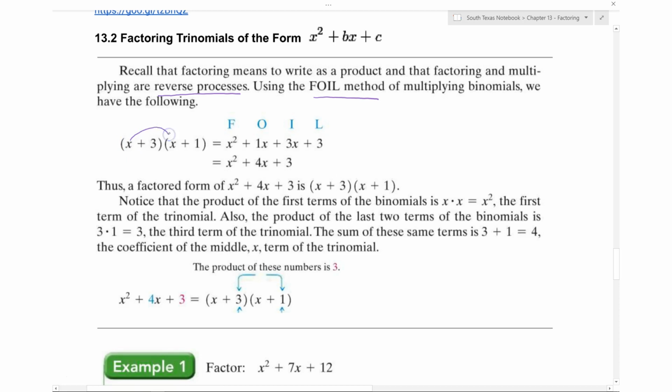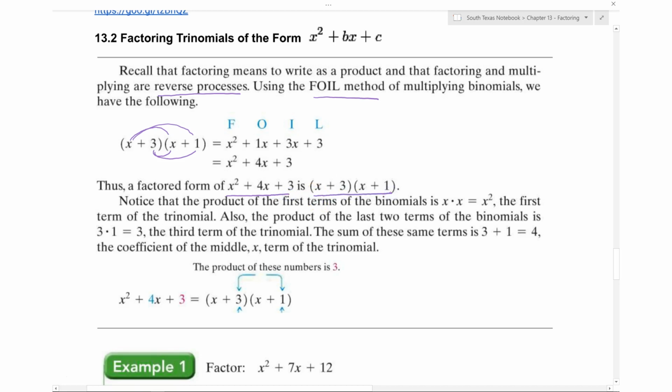x times x gives you x squared. x times 1 gives you 1x. 3 times x gives you 3x. And 3 times 1 gives you 3. You combine like terms, and you have 1x plus 3x, which gives you 4x. Thus, a factored form of x squared plus 4x plus 3 is written as x plus 3 times x plus 1.